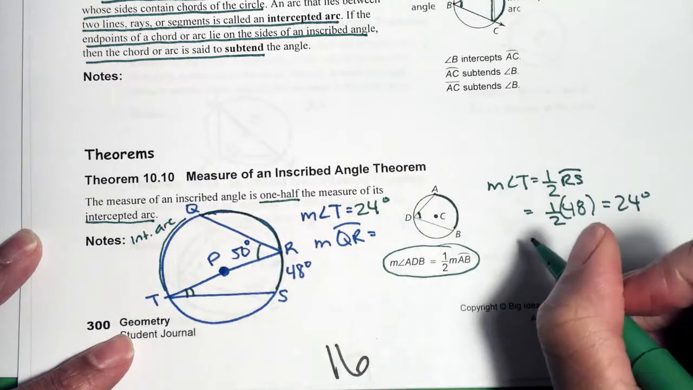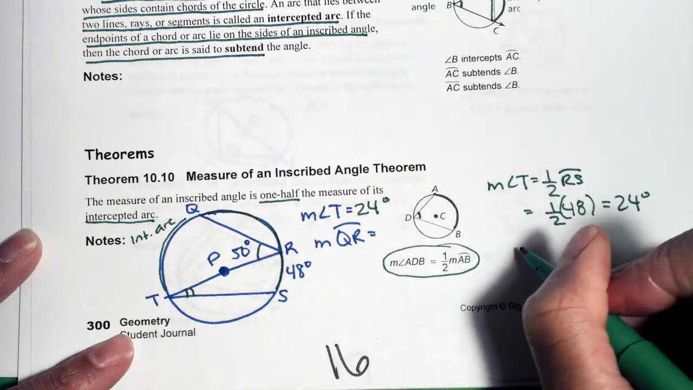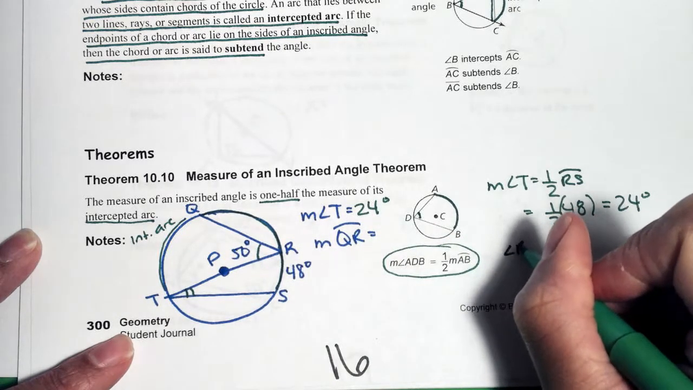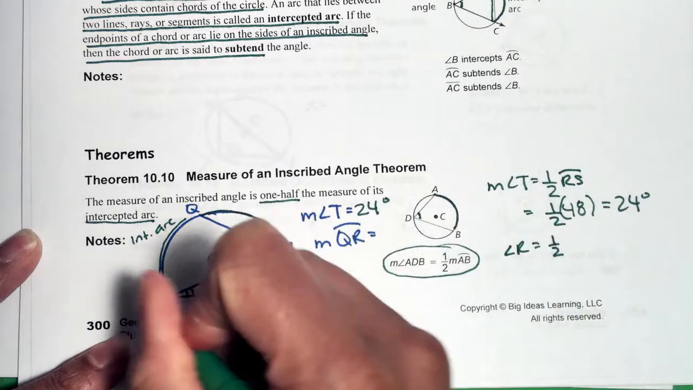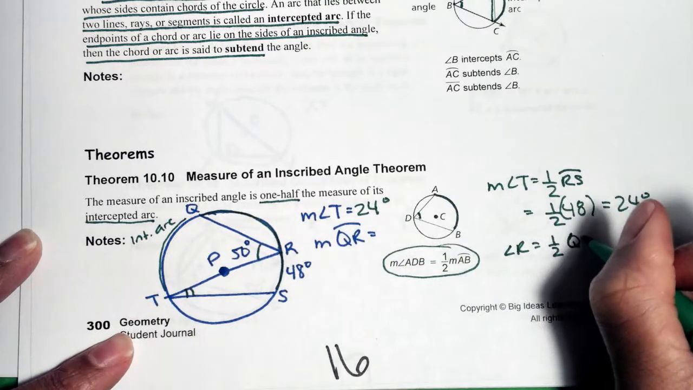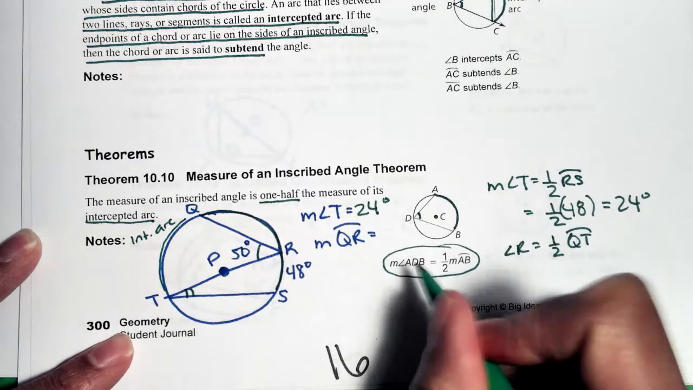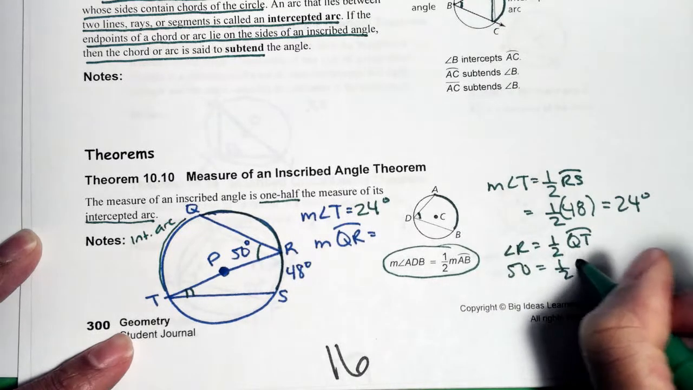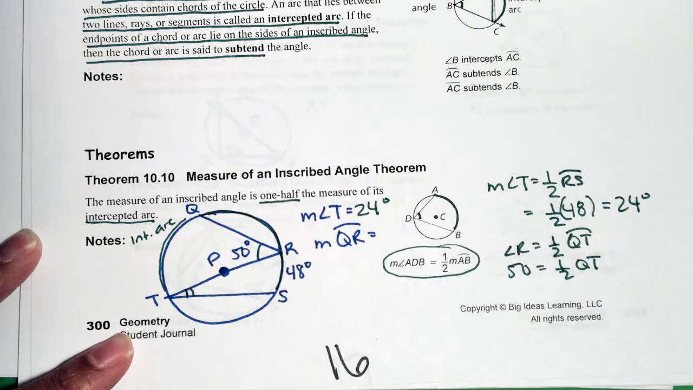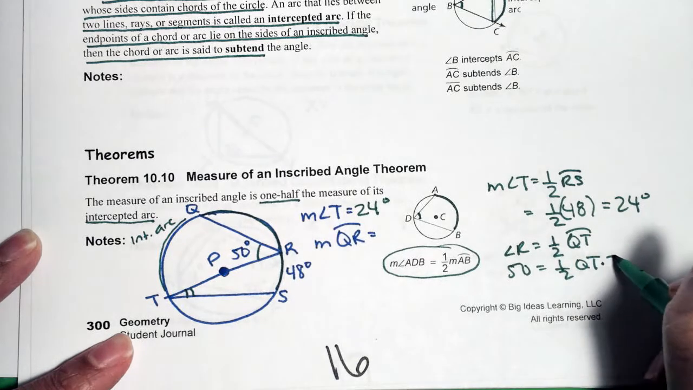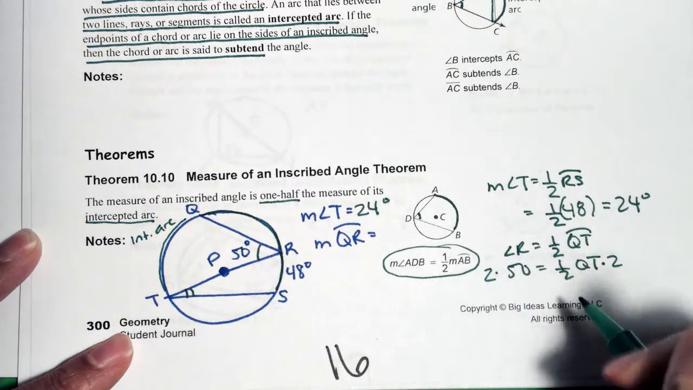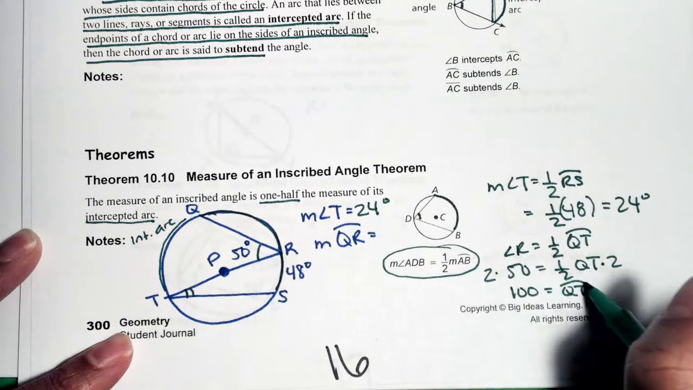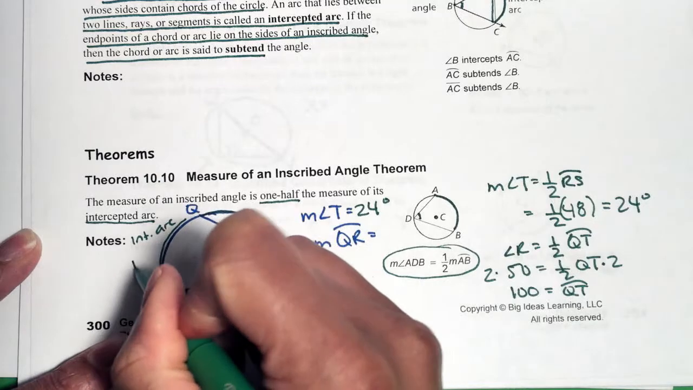So if I have angle R, or QRT, we'll call it angle R, is equal to 1/2 of the intercepted arc QT. Well, I'm already given R, so I have 50 equals half of QT. In order to get rid of that half, I'm going to multiply by 2. So now I have 100 equals QT, or arc QT. So this is 100 degrees.